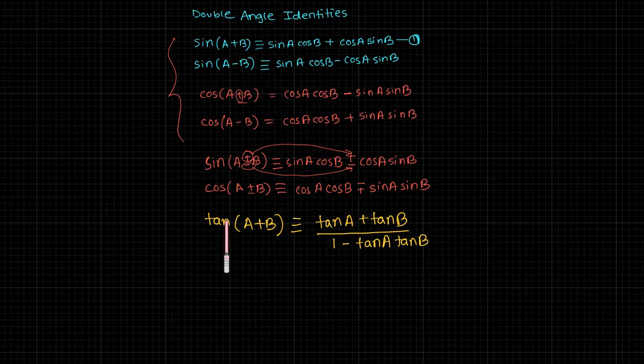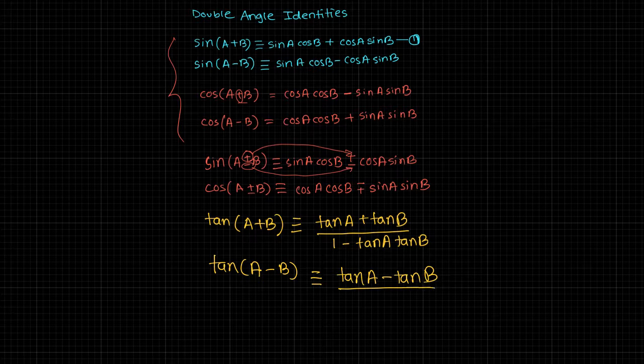And also you have to remember that whenever you have a minus sign over here instead of plus, the whole thing will be just reversed. So the plus will become minus and the minus will become plus. So if I write tan A minus B, I can write this as tan A minus tan B divided by 1 plus tan A tan B. And that's quite it. These are the three double angle identities that you have to know for sine, cos and tan.